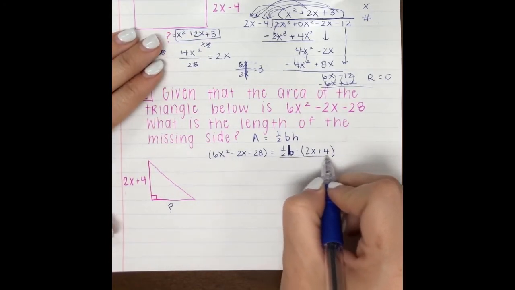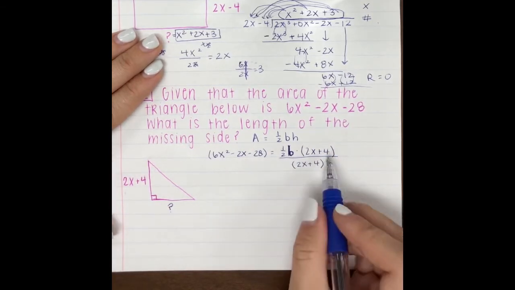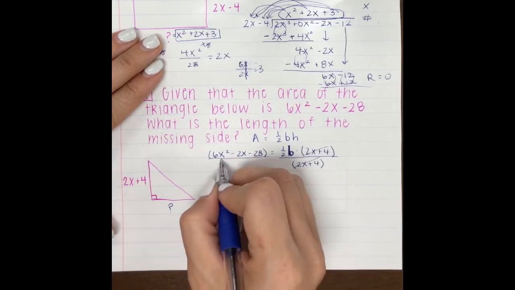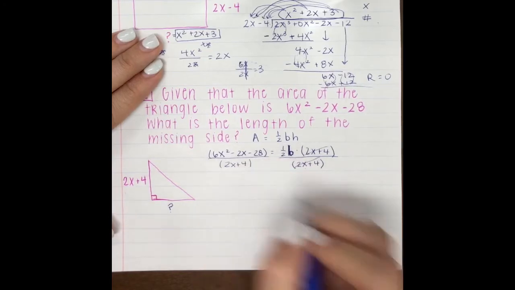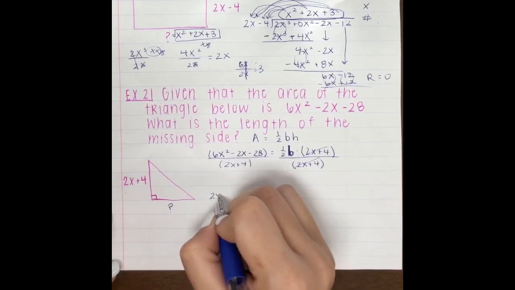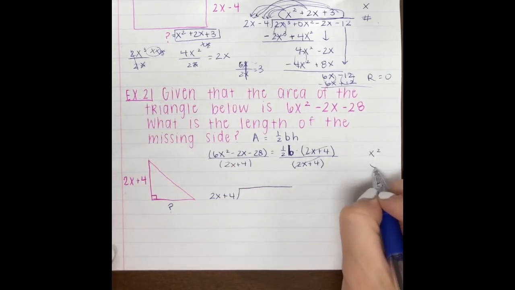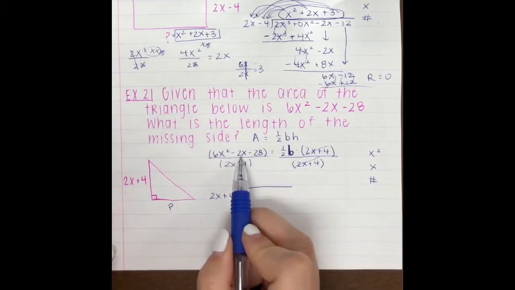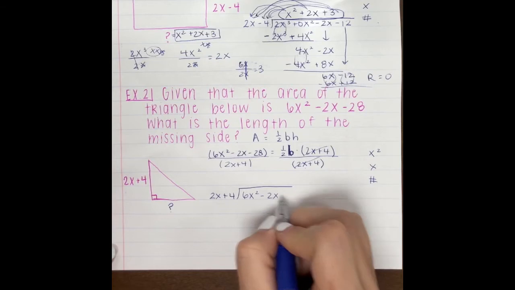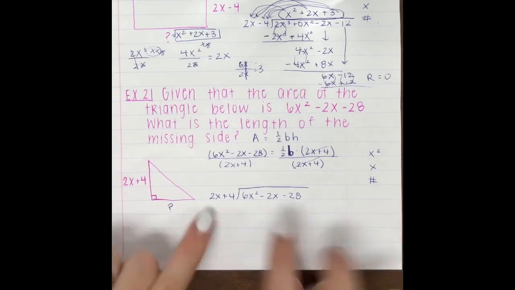So let's do that. So I'm going to divide by that same binomial, so these would cancel each other out. And whatever I did to this side, I had to do to this side. Okay, so let's go ahead and divide these. We're going to do 2x plus 4 into, notice I have x squared, x, and then a number. So I'm not missing any terms, right? So I don't have to add any placeholders.